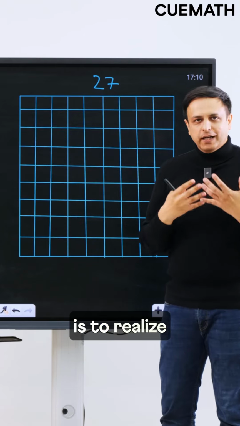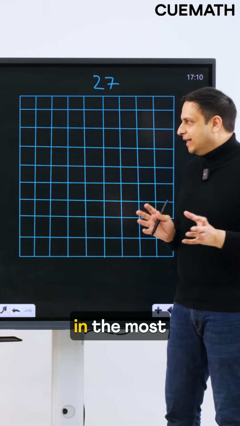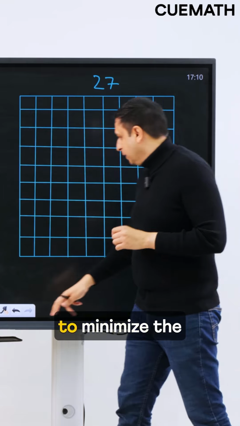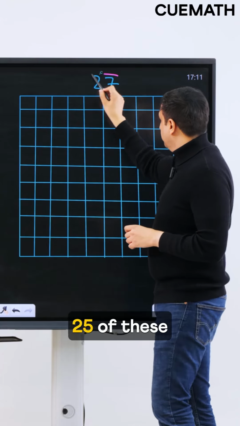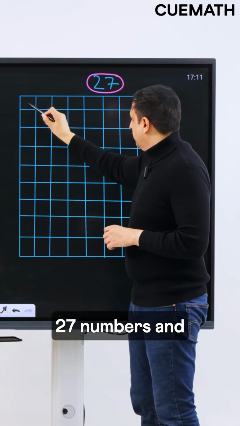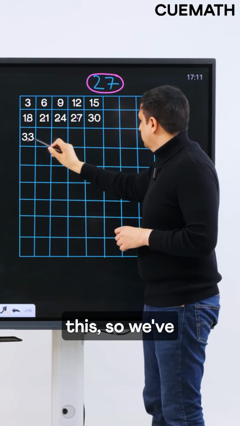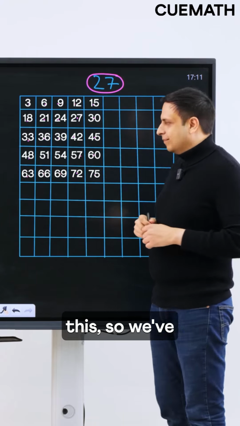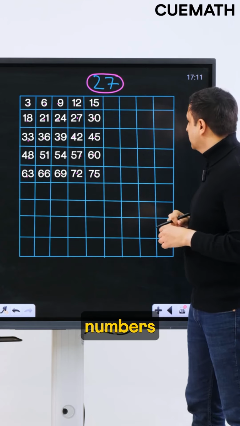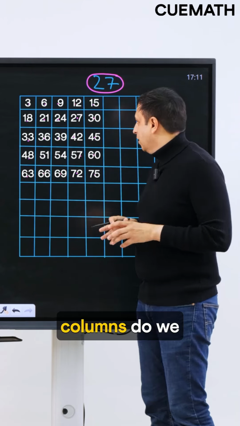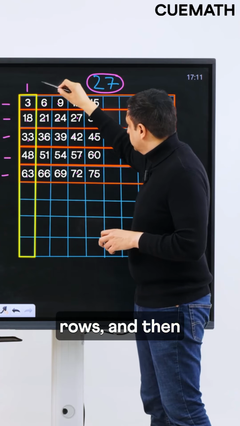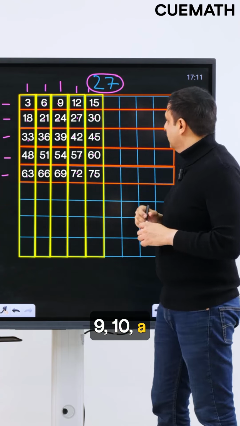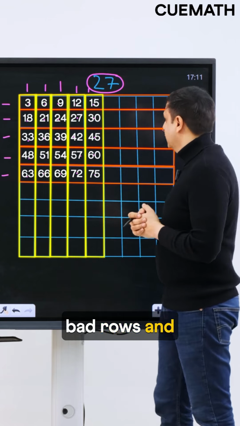Well, the trick is to realize that we have to place them in the most square way possible to minimize the number of bad rows and columns. So if, for example, we take 25 of these 27 numbers and place them like this. So we've placed 25 numbers like this. How many bad rows and columns do we get so far? So we have 1, 2, 3, 4, 5 bad rows, and then 6, 7, 8, 9, 10. A total of 10 bad rows and columns.